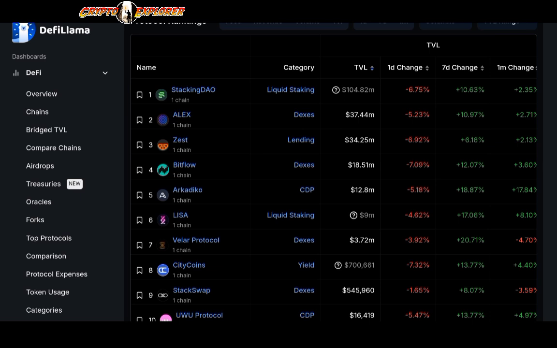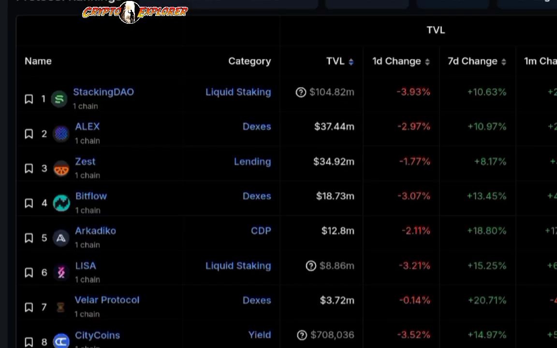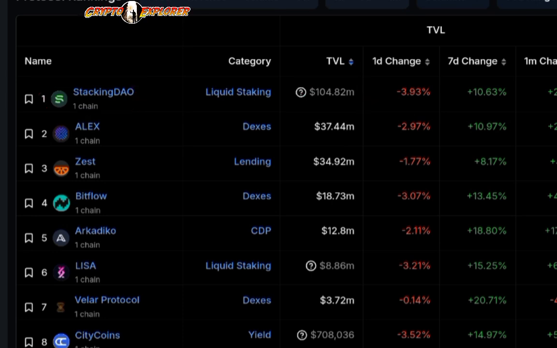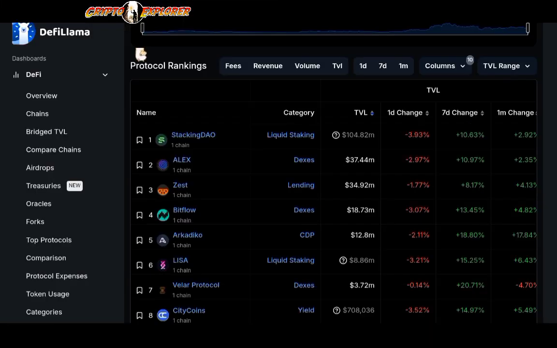Now let's look at the main protocols on Stacks ranked by TVL, and we'll discuss the opportunities to yield farm on those. The top protocol is Stacking DAO with over $104 million in TVL, and this is a liquid staking protocol allowing users to earn native Bitcoin yield by stacking their STX tokens.